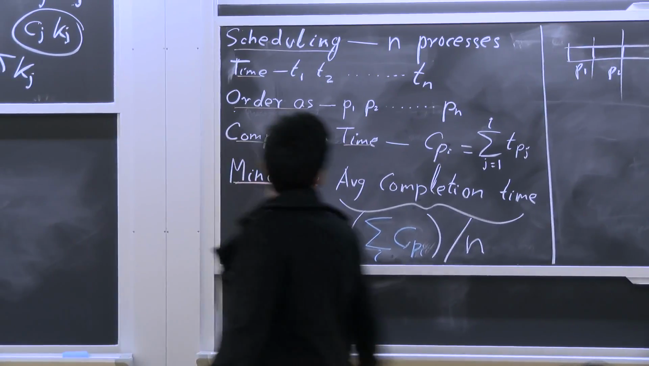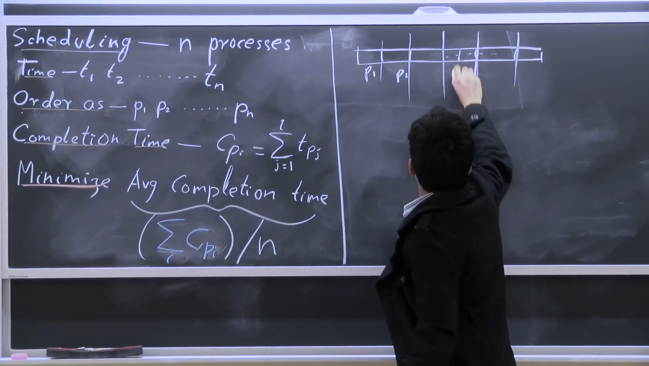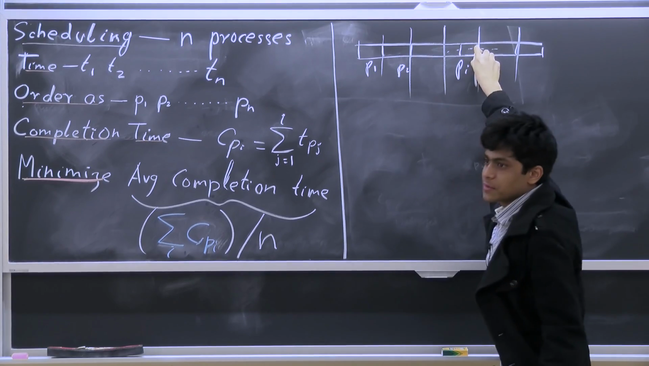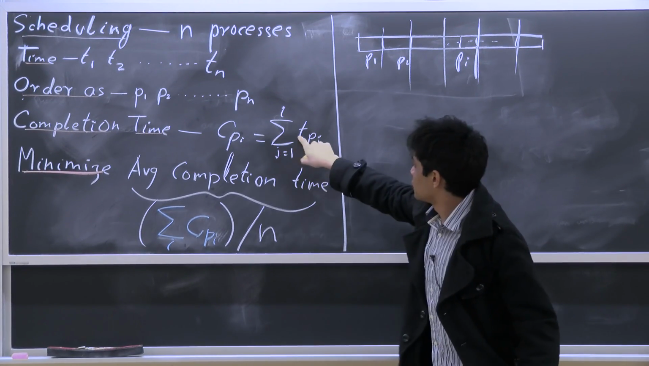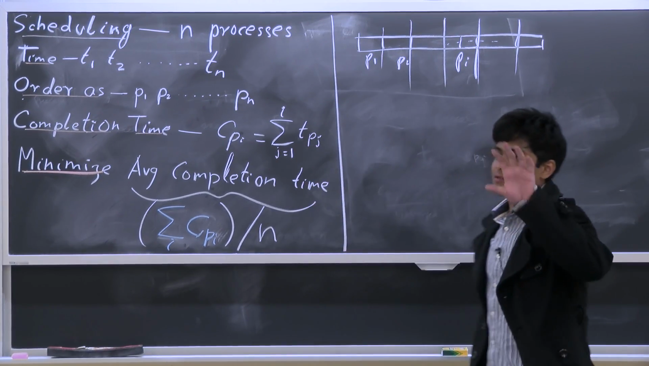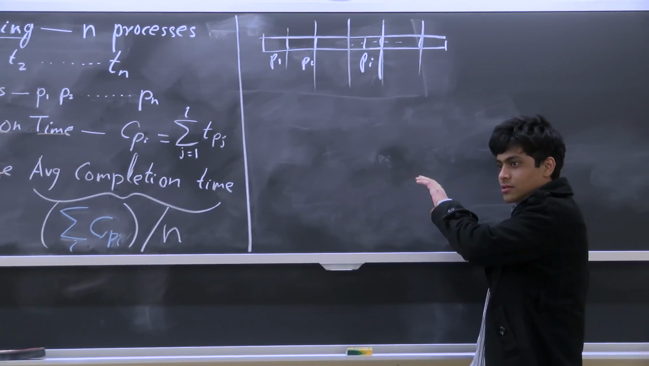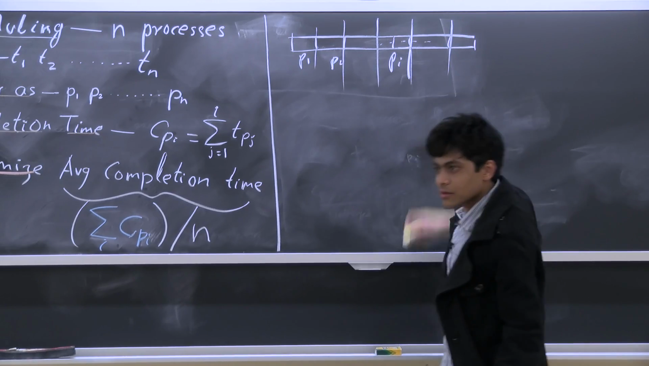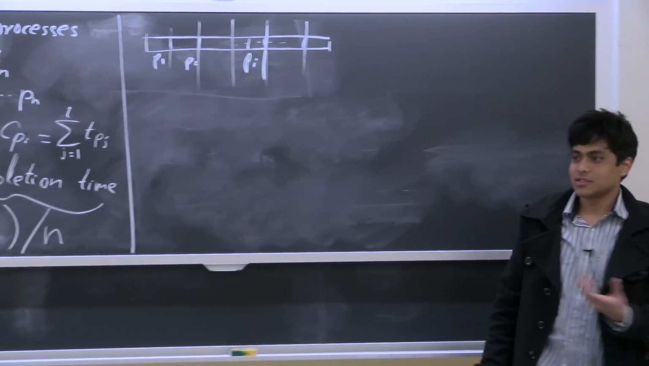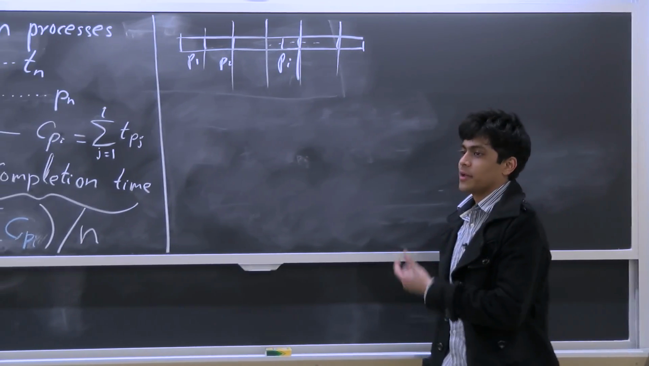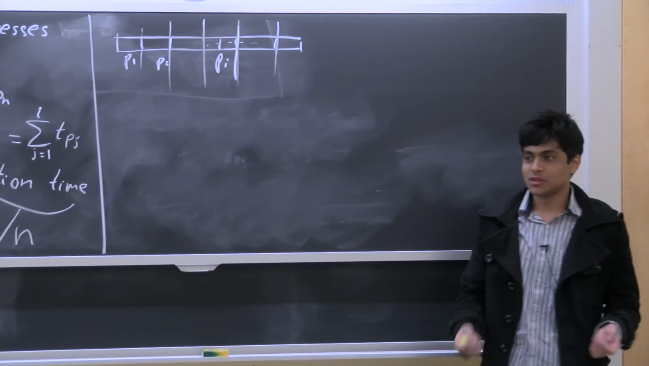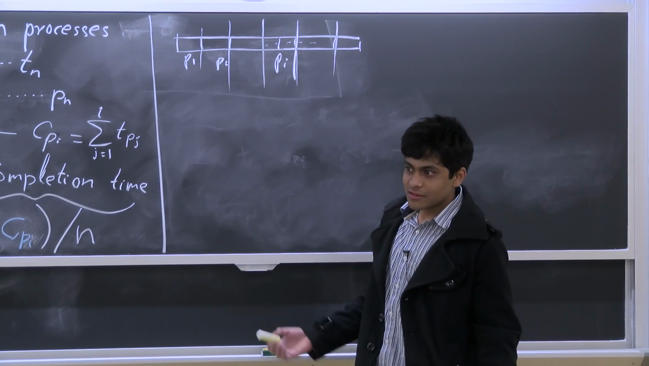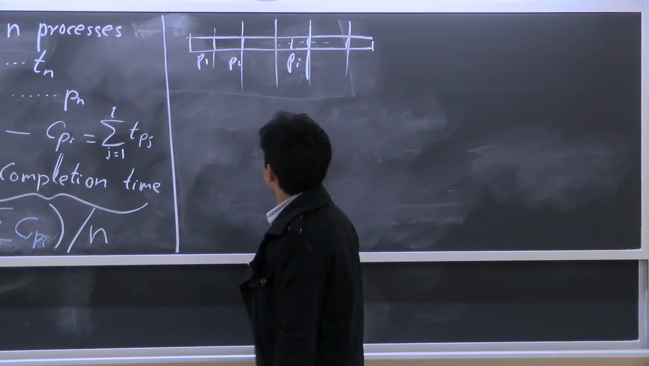So completion time is, let's say this is process Pi. And completion time for process Pi is this distance. When does Pi get completed? So it's the summation of all the times taken for P1, P2, up to the end. So you want to minimize the average of these values. Would you put the shorter processes at the end or at the beginning? Which one would decrease your average? Beginning? Makes sense, right? Okay, so yeah, that makes sense.